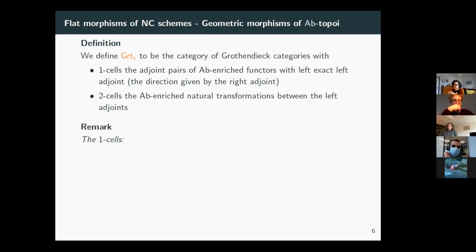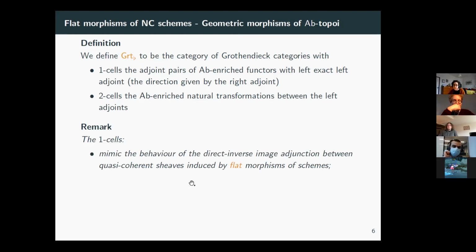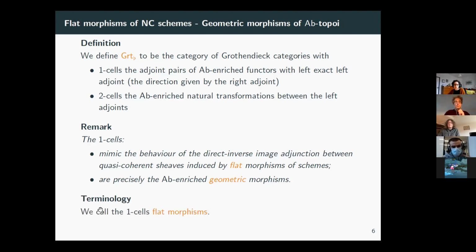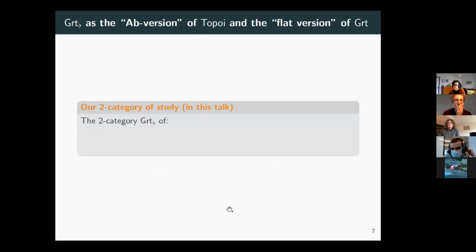And now this 2-category does actually fit into both perspectives that we have when we're looking at Grothendieck categories. In one sense, they do still have a geometrical meaning. They mimic the behavior of this direct and inverse image adjunction that we had, but when the morphism of schemes is flat. So flat morphisms of schemes do give rise to this type of adjunctions where the left adjoint is left exact. And on the other hand, this is just precisely the up-enriched geometric morphisms. So somehow this is the framework in which up-enriched topoi at the same time can be seen as non-commutative spaces and flat morphisms between them. And this is why we called these adjunctions with left exact left adjoint flat morphisms. And this will be our 2-category of study in this talk, which, as I say, can be seen as non-commutative schemes with flat morphisms or up-topoi with up-enriched geometric morphisms.